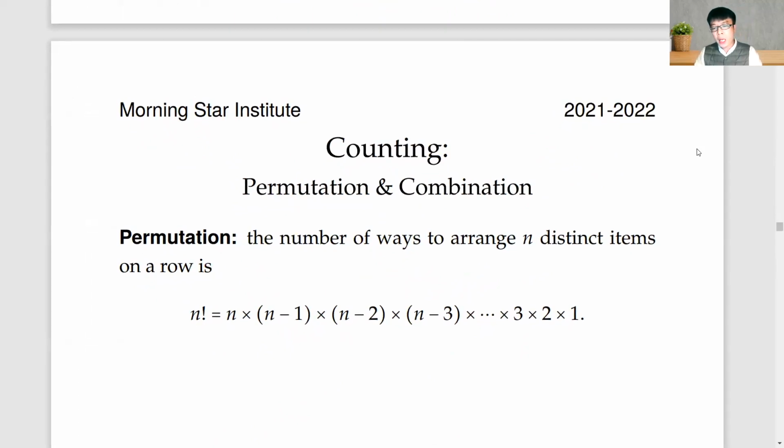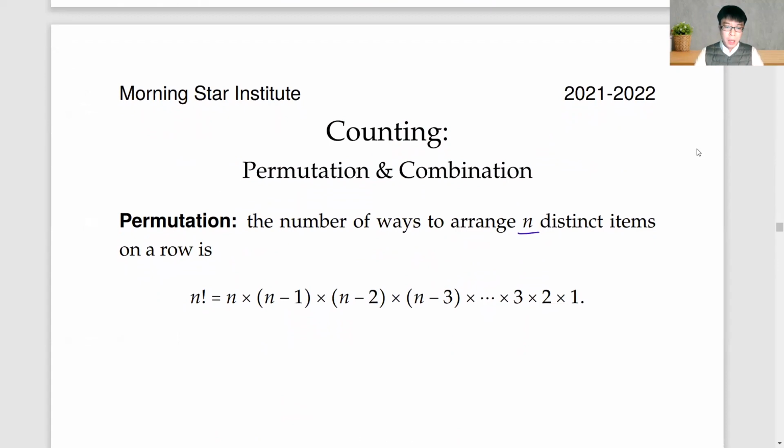Permutation basically means we arrange n distinct items in a row. The total number of ways is n factorial. N factorial is n times n minus 1 times n minus 2 down to 1. There are n factorial ways to arrange n distinct items in a row. It's essentially the multiplication principle.